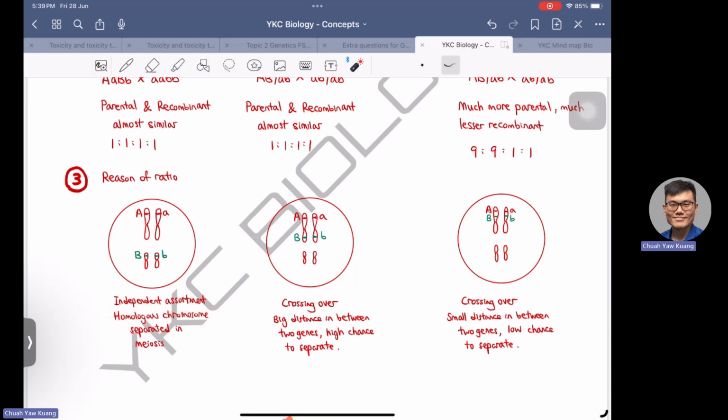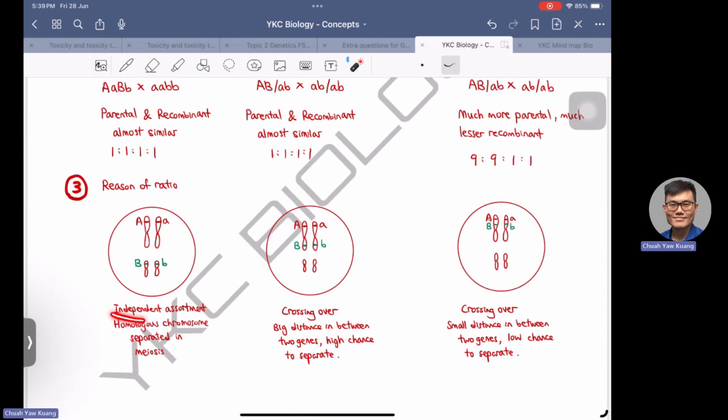And because of this, the chance of producing the recombinant is similar to the chance of producing the parental. Due to the independent assortment, the chance of producing the recombinant gamete, and then the recombinant offspring, is similar to the chance of producing the parental gamete and then the parental offspring. They have the same chance. So that's why they will have the same ratio. The ratio becomes 1 to 1 to 1 to 1. The parental and the recombinant are the same.